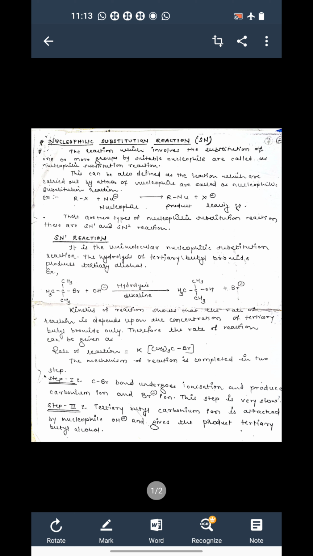Now this nucleophilic substitution reaction can also be defined as a reaction which is carried out by attack of a nucleophile. For example, suppose we have a compound RX, that is an alkyl halide, and when it reacts with a nucleophile, what happens? The X gets replaced or substituted by Nu. So here X is the leaving group, and we get a new product.